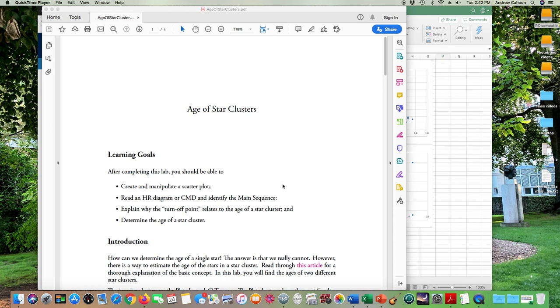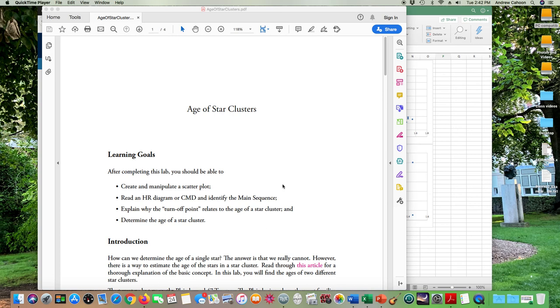For the Age of Star Clusters lab, we're looking at HR diagrams again, but a special kind of HR diagram. It'll essentially be an HR diagram, but we're using different quantities on the x and y axes to represent temperature and brightness. I'll get into that more in a second.